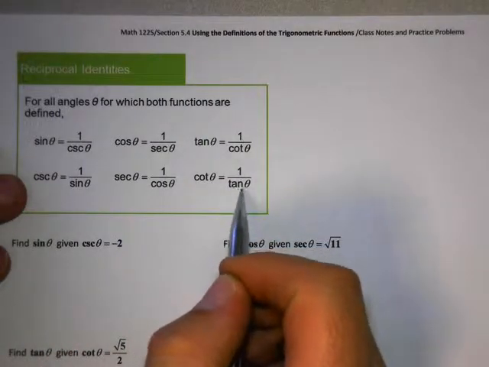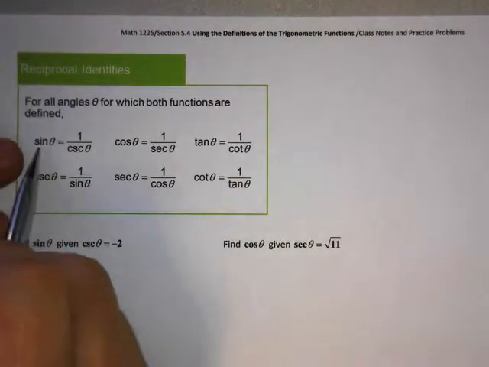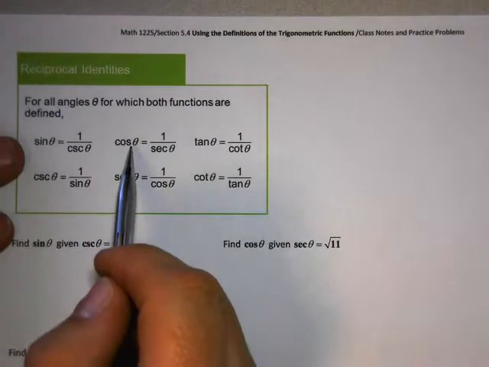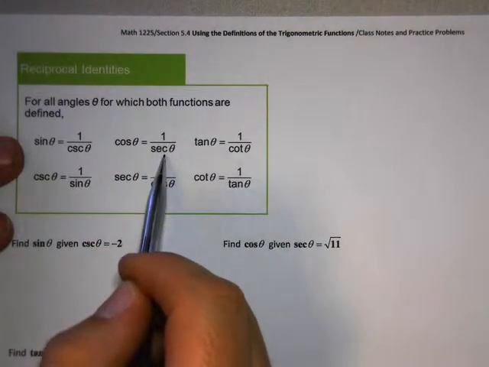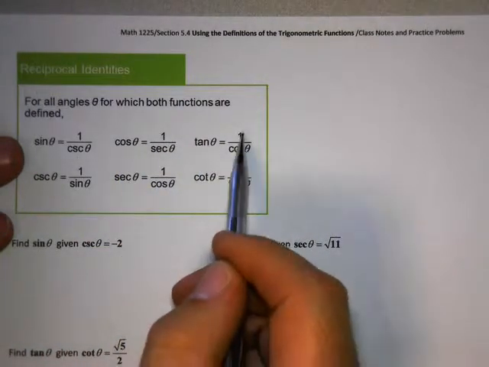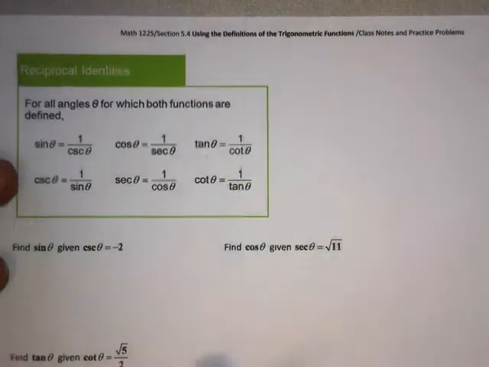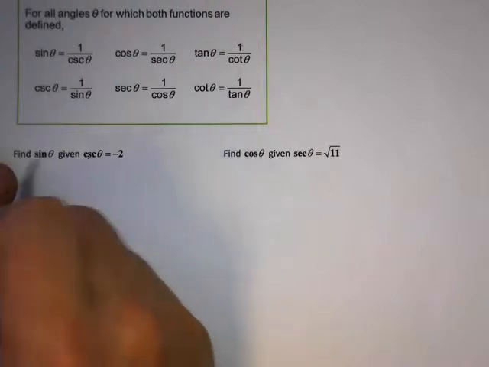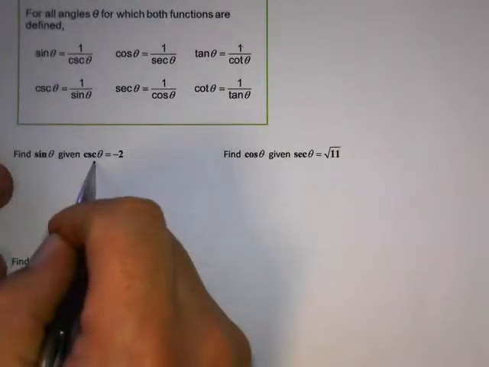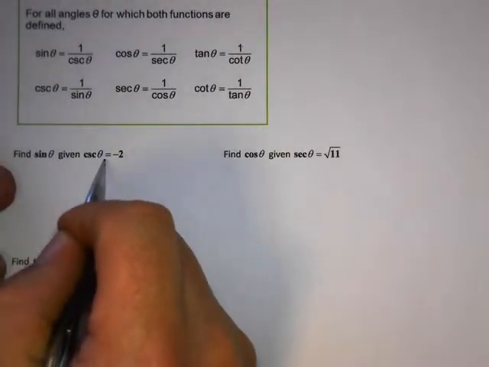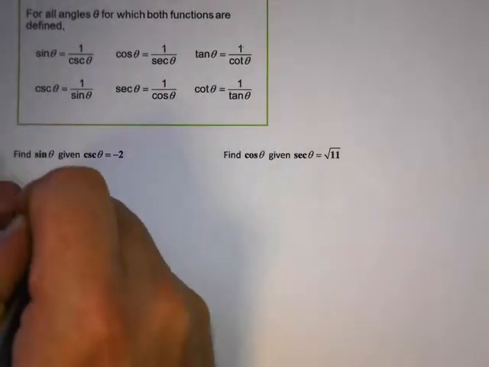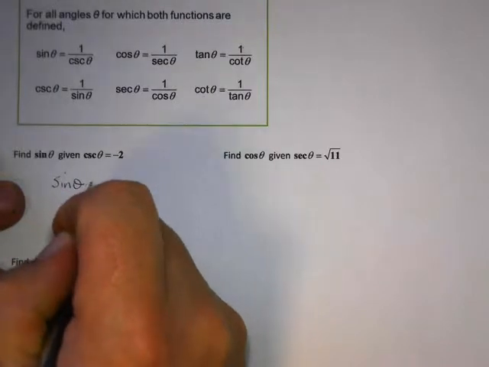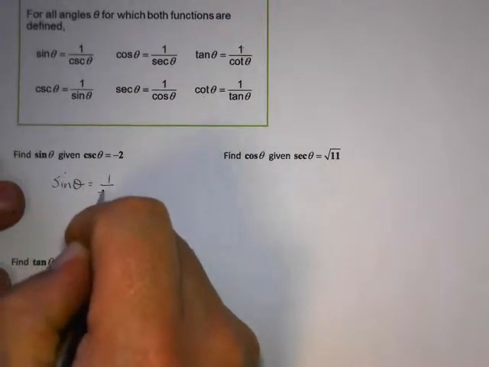Well, that also means that sine theta is the reciprocal of cosecant theta. Or cosine theta is the reciprocal of secant theta, and tan theta is the reciprocal of cotan theta. So if we're simplifying or solving for sine theta, and we're given cosecant theta, well, since cosecant theta equals -2, then we know sine theta is going to be the reciprocal of that, which is going to be 1 over -2, or -1/2.